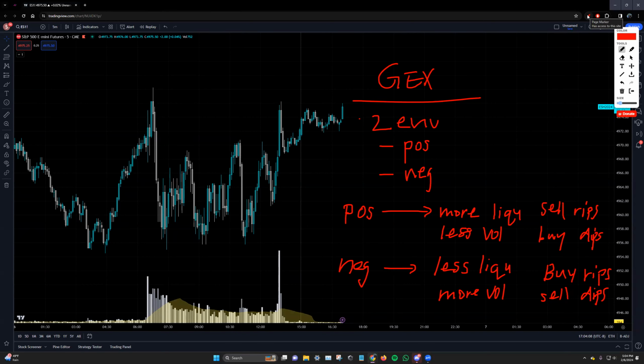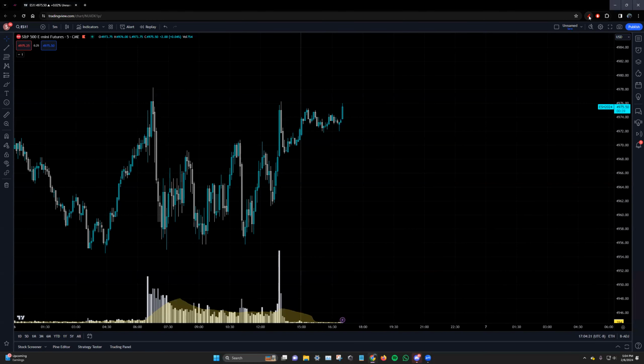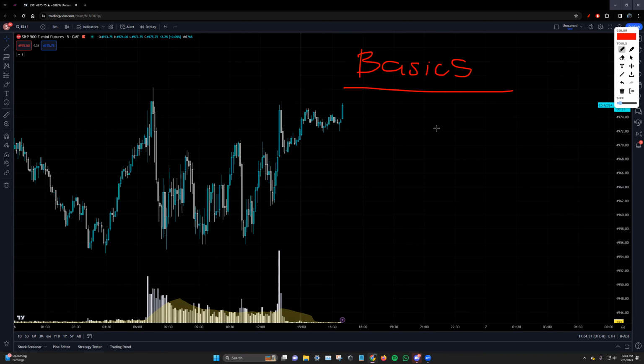Not erasing in 5 seconds. I feel like everyone knows this by now. This is the first thing I go into when teaching someone about gamma. Okay, next thing. What's liquidity? I know you know. As for the basics of GEX, let's get into it.